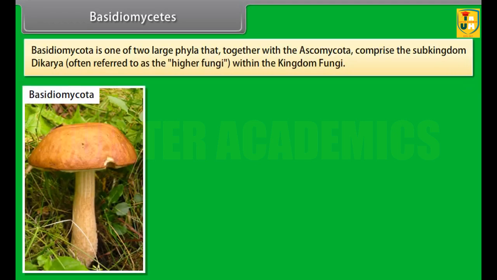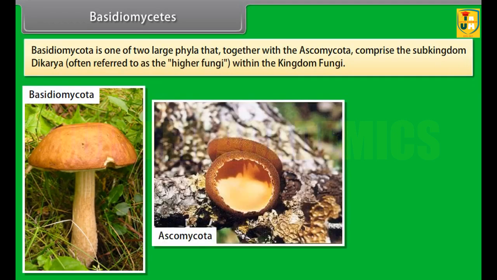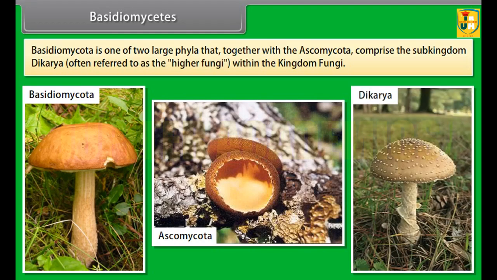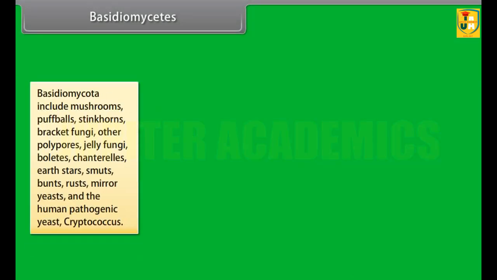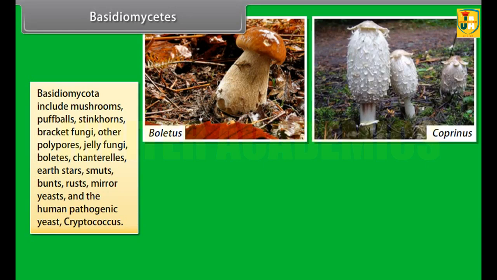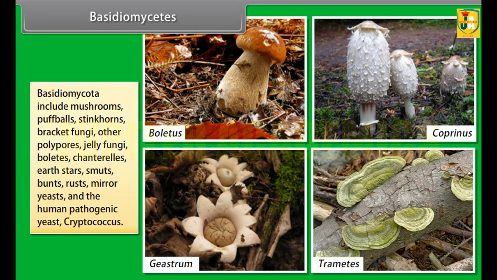Basidiomycetes. Basidiomycota is one of the 2 large phyla that, together with the Ascomycota, comprise the subkingdom Dikarya, often referred to as the higher fungi within the kingdom Fungi. Basidiomycota include mushrooms, puffballs, stinkhorns, bracket fungi, other polypores, jelly fungi, boletes, chanterelles, earth stars, smuts, bunts, rusts, mirror yeasts, and the human pathogenic yeast Cryptococcus.